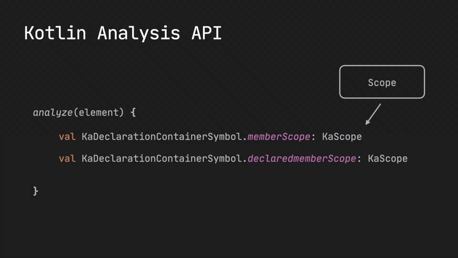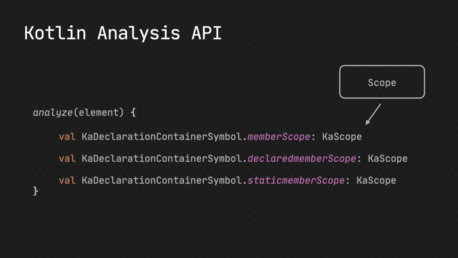Similarly, there's a way to get information about declared member scope. I could also get information about a static member scope. And there are associated providers in the Kotlin compiler which give me this information. This is something that's really very important to know. This is one of the ingredients, you could say, in the Analysis API.